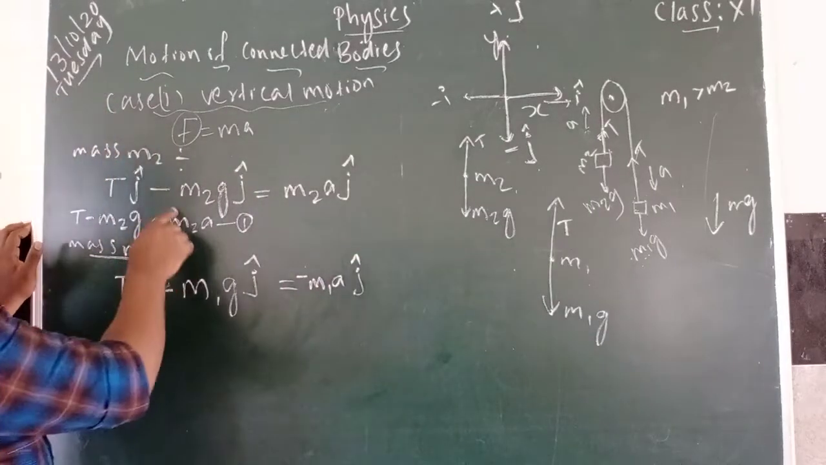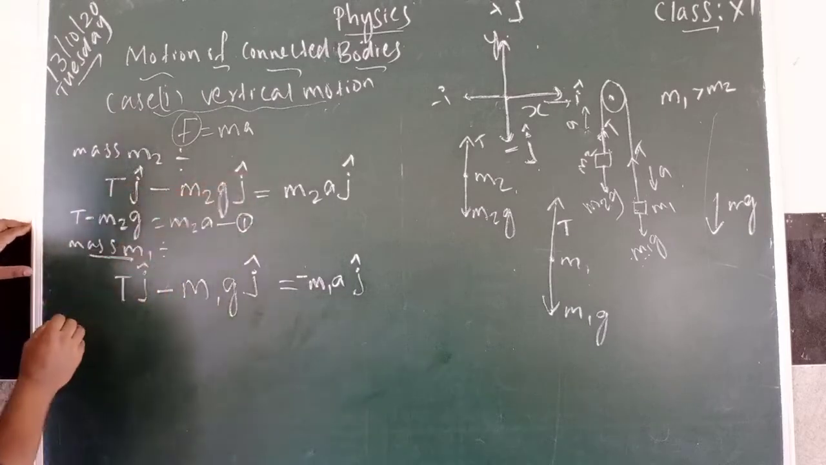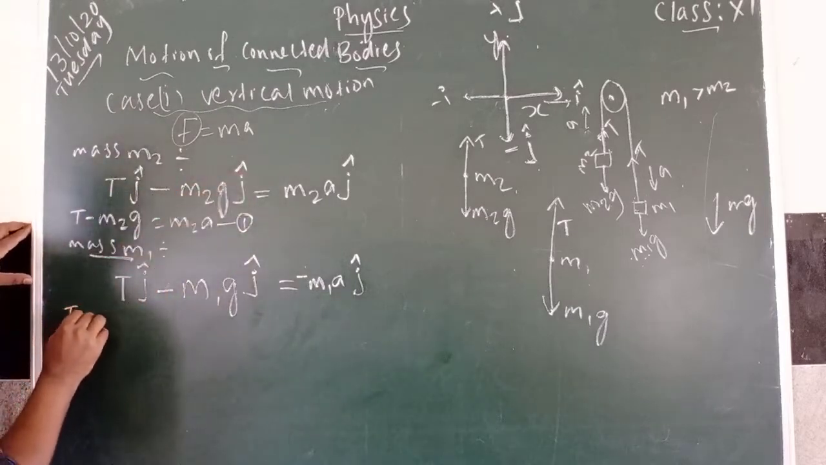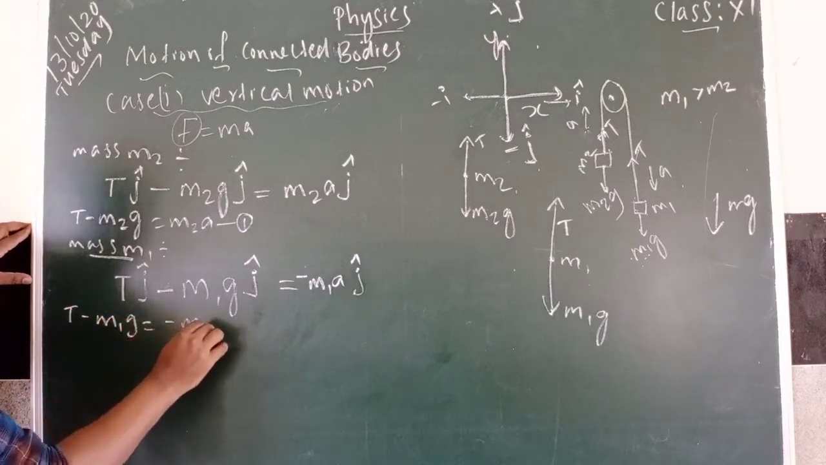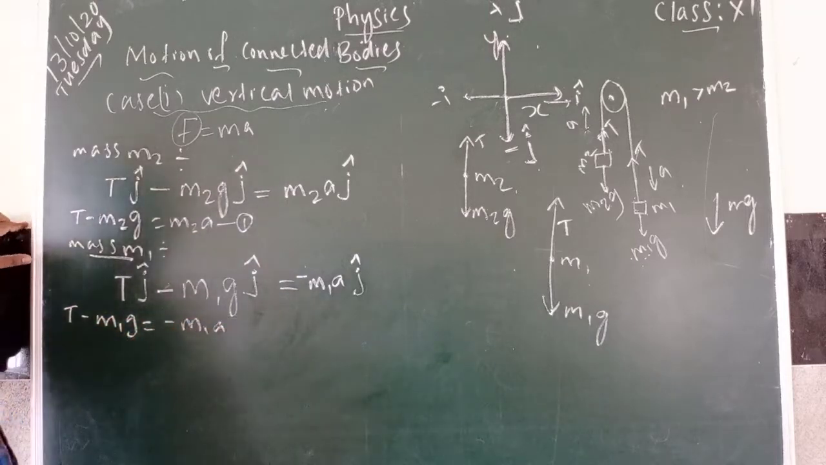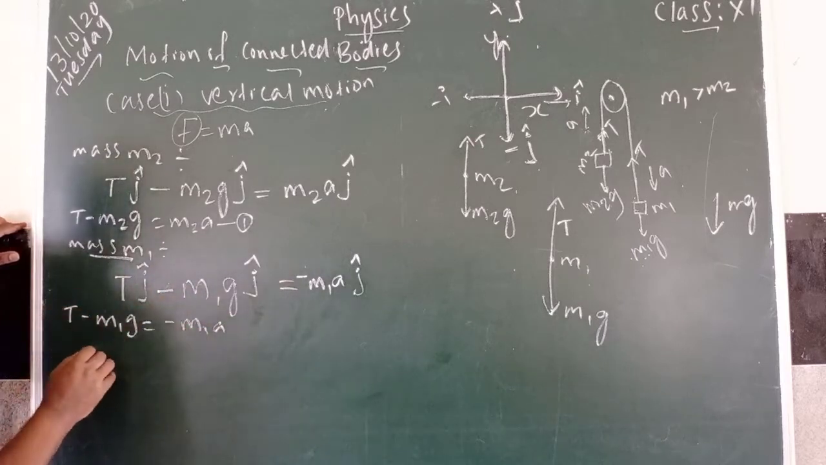Okay. Now again the same thing, comparing the components on both sides. So just remove all these components now. So T minus M1 G equal to minus M1 A. Now what you have to do is just change this minus symbol. So rearrange and write this equation.